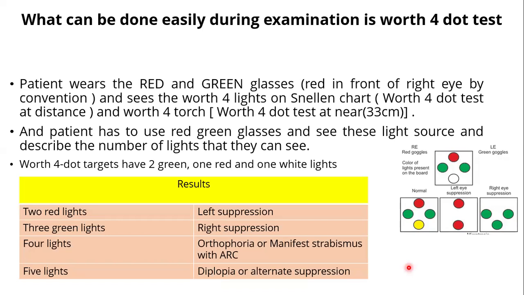Sir, what you said, that right eye red and left eye green. If I am not wrong, in Khurana I read the reverse. Usually that is the usual way. You can do it the other way, but then all the interpretation will be the opposite. But the usual way of doing Worth's four dot test is to put the red glass over the right eye. And it is RR, so it is easy to remember. But you can put the red over the left, but then all the interpretation will be different. For example, the right suppression will give you 2 red lights. The left suppression will give you 3 green lights.